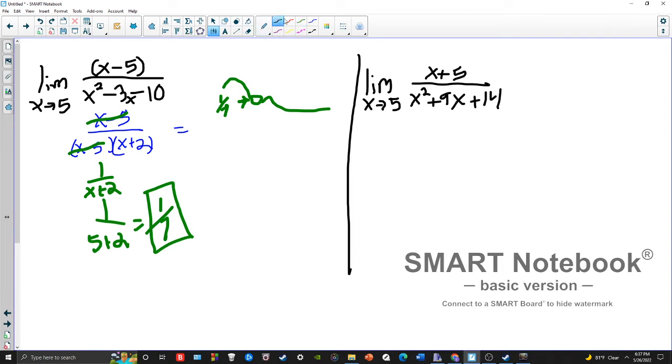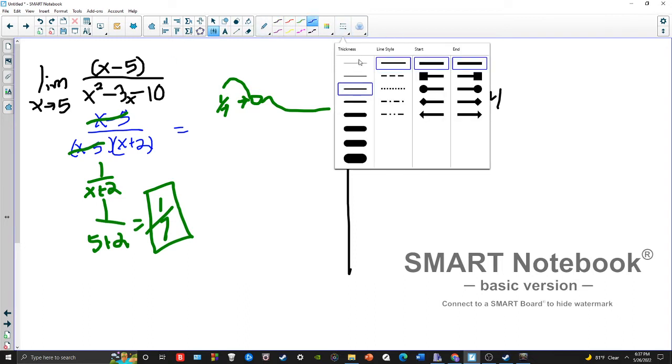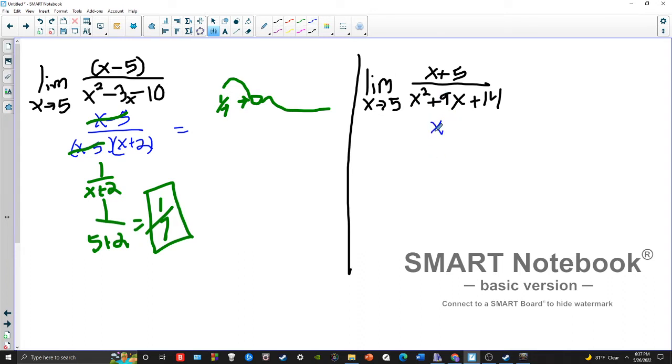Now, contrast that to this one here. So this one, well, if I go to factor this, let's see here. I get x plus 5 over what happens on bottom here. Two numbers that multiply to 14 and add to 9. This is going to be x plus 7 times x plus 2. And I'm going to change my limit here because this doesn't imply what I wanted it to imply. So this is going to be, let's say, negative 2, right?